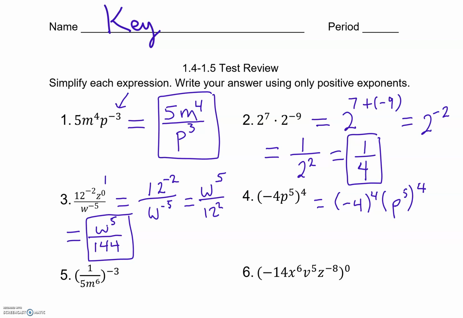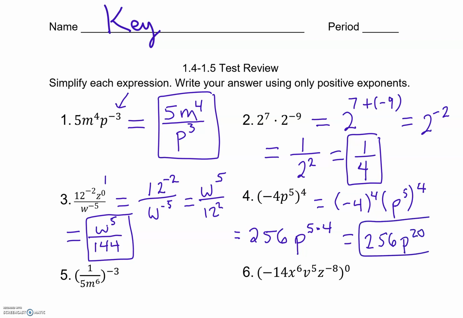Okay, so now we're going to do negative 4 to the 4th power. That's going to turn into a positive 256. If you multiply negative 4 times negative 4 times negative 4 times negative 4, 4 of them, you get 256. And now we have a power to a power. Those exponents need to multiply. So 5 times 4. That's a little better. So we have 256 times p to the 20th, and we are done.